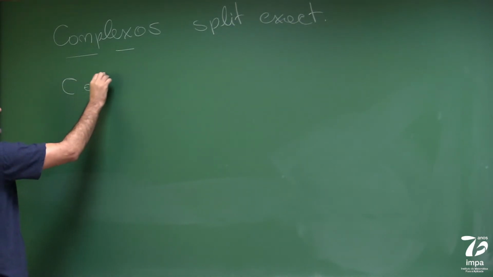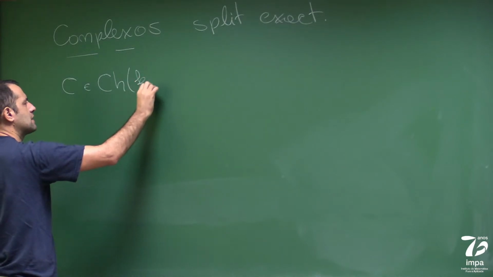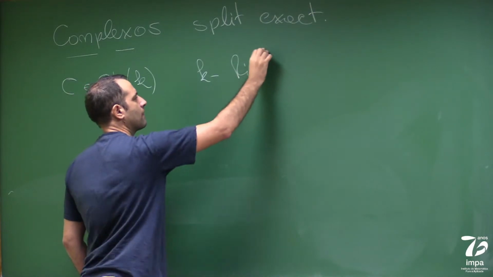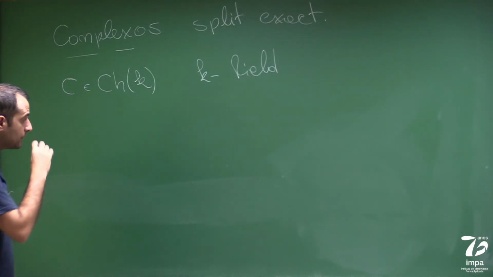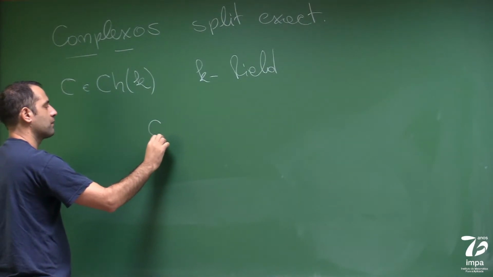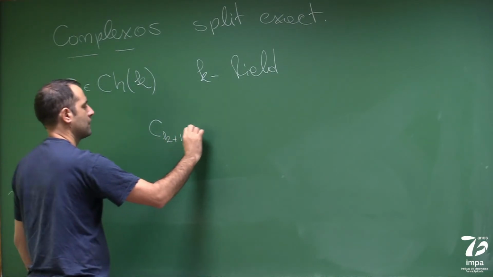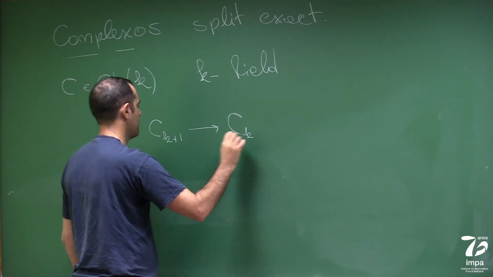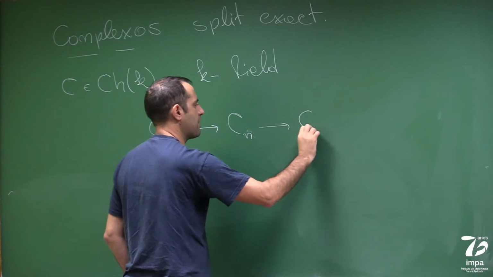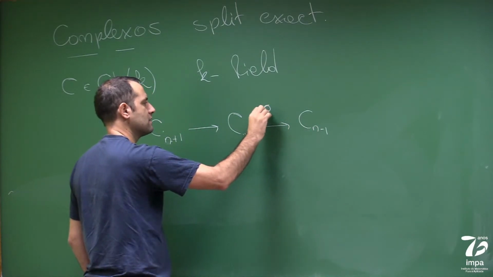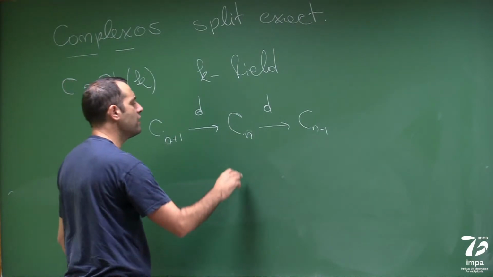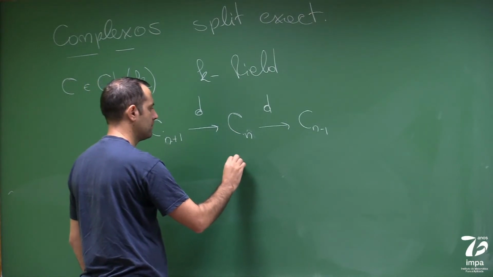C is a complex of K vector spaces. I think our notation is like this, with K a field. K is a field. So then what we have is just vector spaces, and we have this map from C_{n+1} to C_n to C_{n-1}, which is this differential. And the kernel of this map is Z_n.